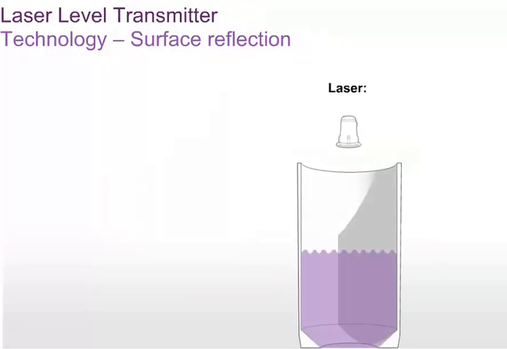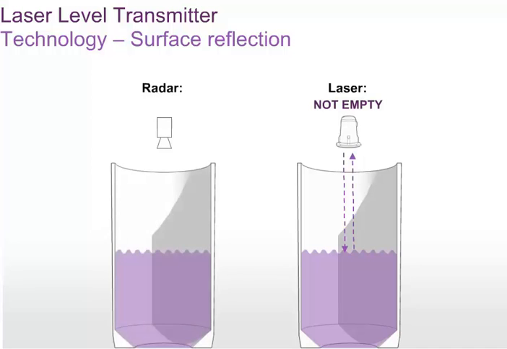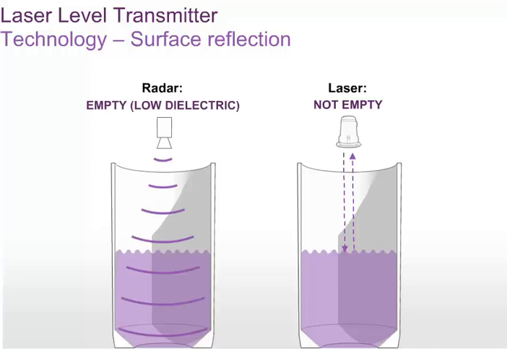As long as the laser level transmitter is perpendicular to the surface and the liquid has some color, there will be a reflection and a reading. Radar level transmitters are dependent on the dielectric constant of the liquid or solid to be measured. If the dielectric constant is too low, there will be no reflection and the radar reads the bottom of the tank. Therefore, radar works great for water, but not for many organic chemicals.